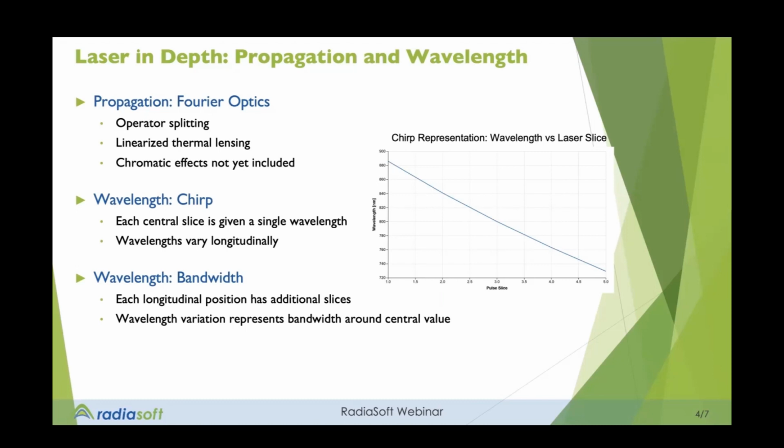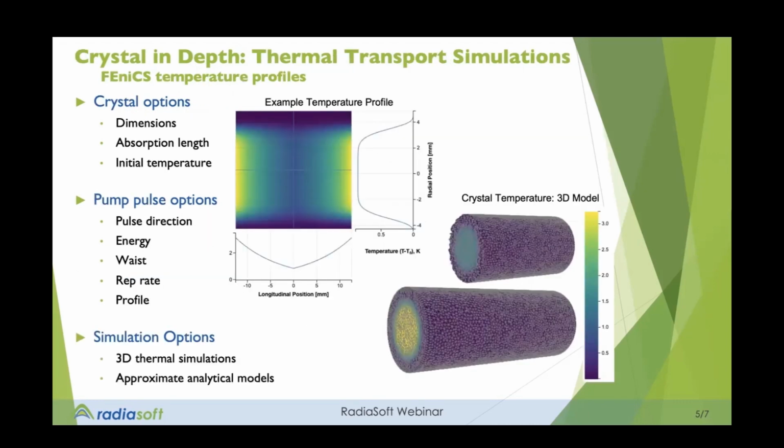That variation can be shown on the figure on the right here, from the front of the pulse at slice 1 to the back of the pulse at slice 5. The bandwidth is achieved by, at each of these locations, adding additional slices with wavelengths that vary around that central value. This allows us to replicate what we experimentally see in redshifting quite well. I'll show you later on. But first, let's stop at the crystal and give you a few more details about what manipulations are available here.